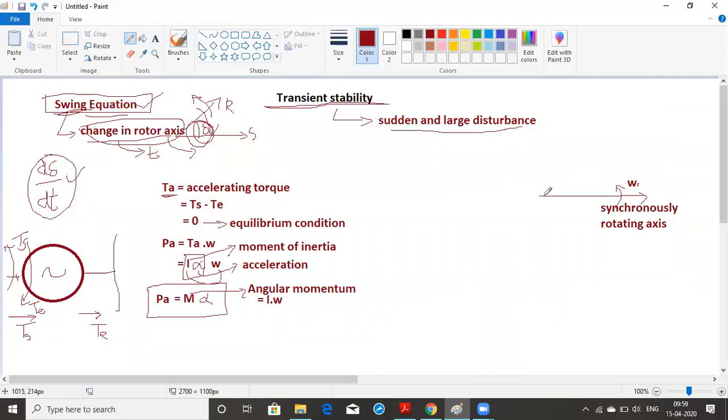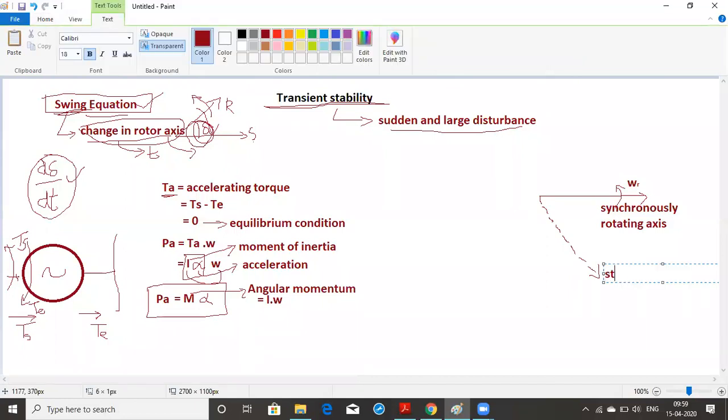We also have another axis. We are going to call this axis the stator axis or reference axis. Okay, this is another axis called the stator axis or reference axis.